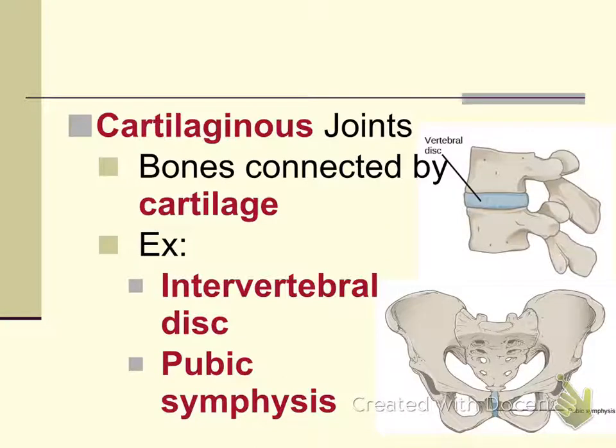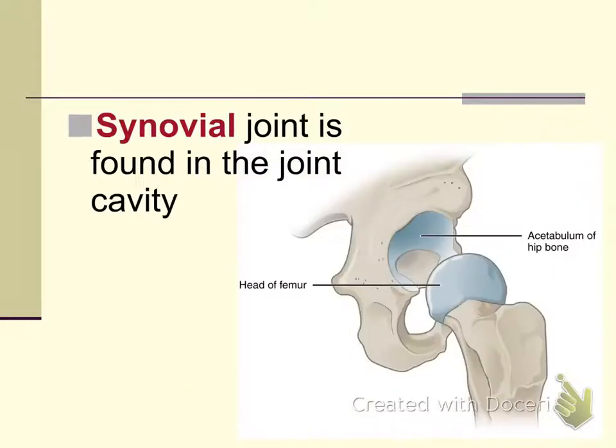Cartilaginous joints, remember, have cartilage in between, and examples of those would be the intervertebral disc, which is the joint between the two vertebrae, and the pubic symphysis, which is the joint between the two pubic bones. And you can see this clear, thick layer of cartilage in between, so there is slight movement between those joints. Synovial joints are the most common type of joints, and you're going to find them all over the body where you have lots and lots of movement.